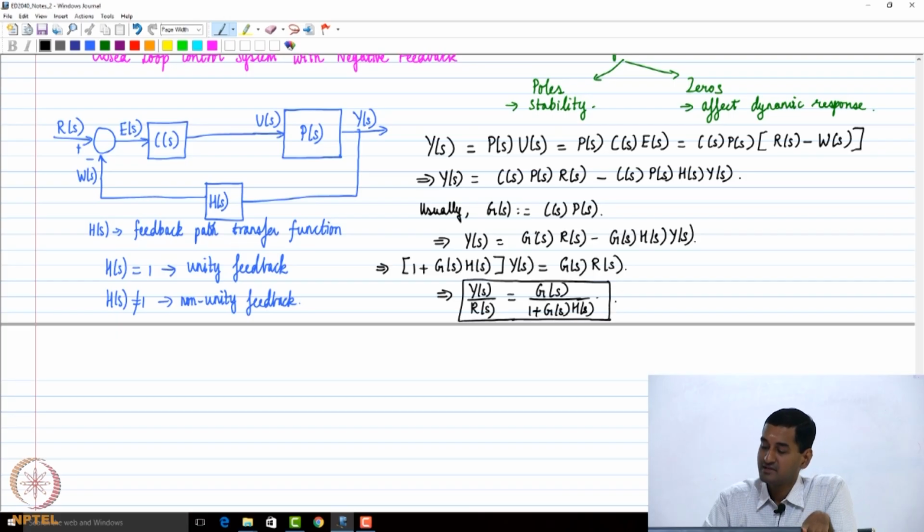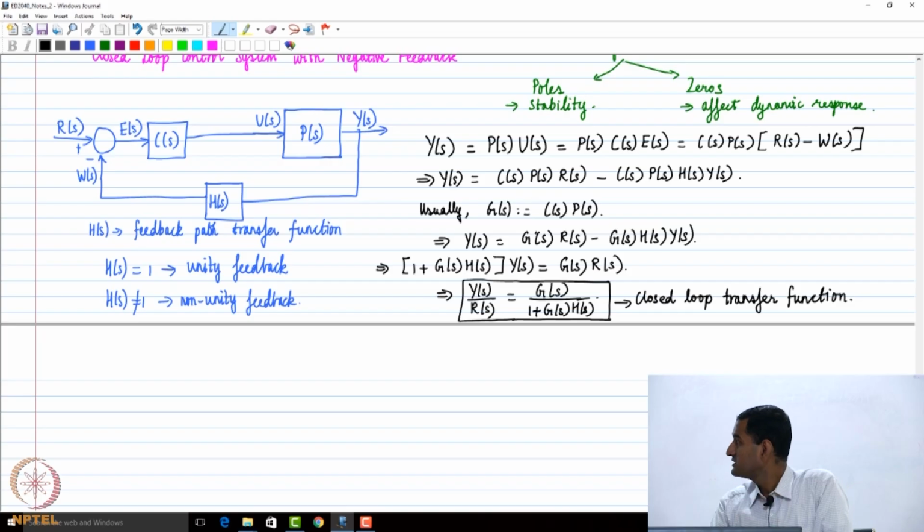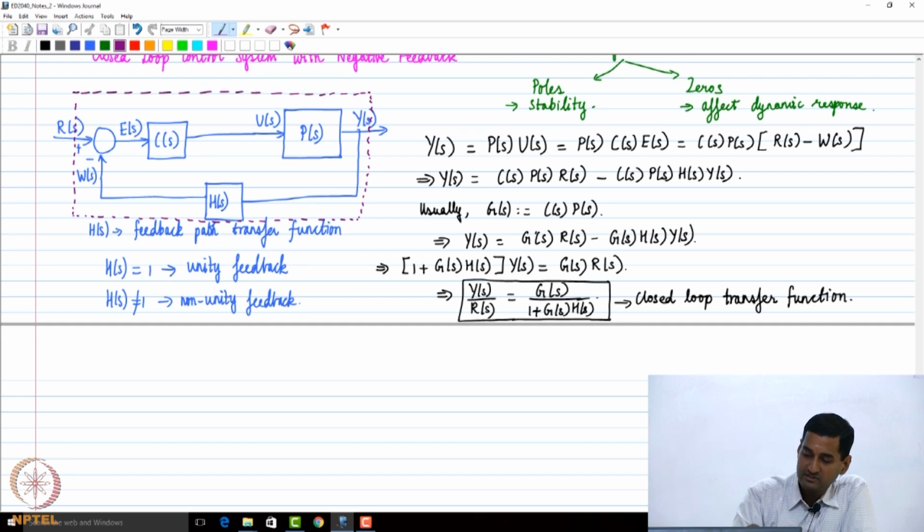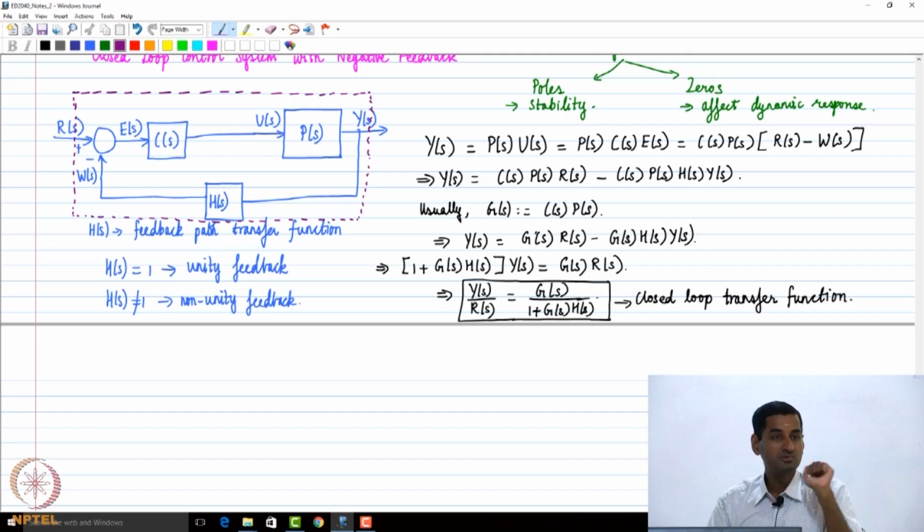So this is what is called the closed loop transfer function. Why is it called a closed loop transfer function? Suppose I draw a big block around all of this, which encloses all these elements. I'm just drawing a big block which encloses all the elements in the closed loop.